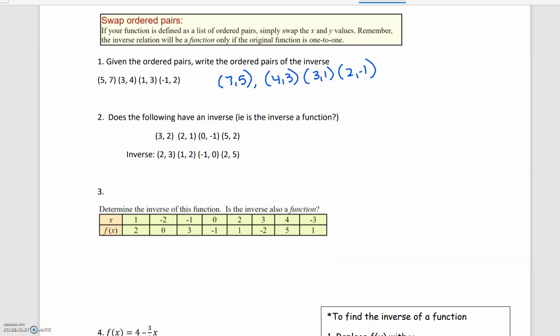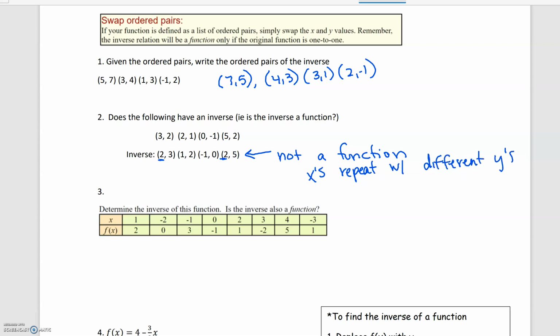The next question is, does the following have an inverse, or is the inverse a function? So here's its inverse, and we're going to just see if it is a function. So we need to look at all of our x values and see if any of them repeat. Right there, we have a 2 that repeats with different y values. So this is not a function. X's repeat with different y's.